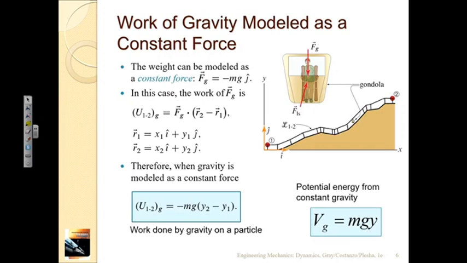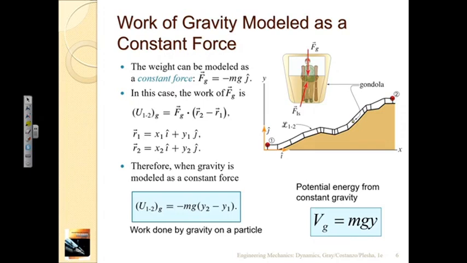But now when I do this dot product, I dotted with j for this x term. It's going to go to 0 because they're orthogonal. So I don't care about that. I only care about the j direction. j dotted with j is 1. So what am I left with? Minus mg (y2 minus y1). So this can also be written minus mg y2 plus mg y1.